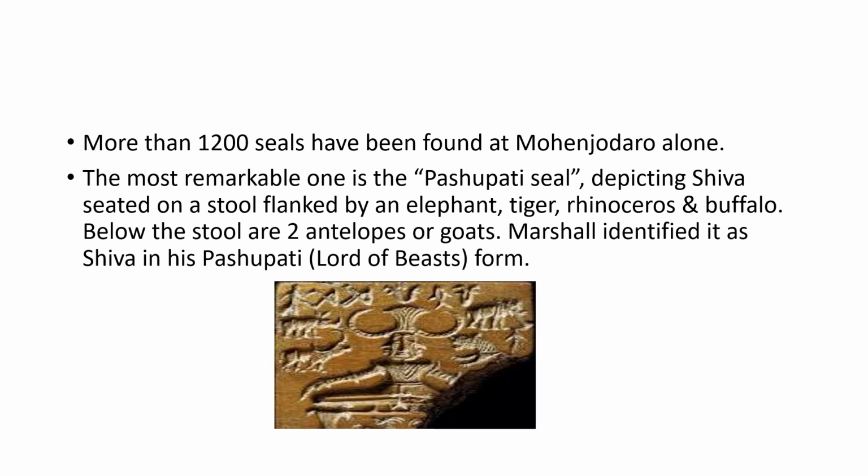More than 1200 seals have been found at Mohenjo-daro alone, and the most remarkable one is the Pashupati seal. You can see the picture in the slide. The Pashupati seal depicts Shiva seated on a stool, flanked by an elephant, tiger, rhinoceros, and buffalo. And below the stool are two antelopes or goats. Marshall identified it as Shiva in his Pashupati, that is Lord of Beasts, form.